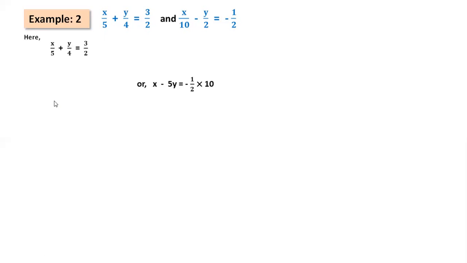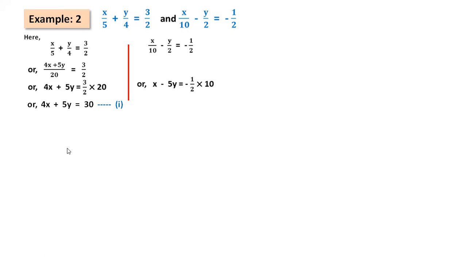Here the first equation is solved by making it a simpler form, taking the LCM and cross multiplying, and you get the equation 4x plus 5y equals 30. For the next equation also, take the LCM, 10, and cross multiply, and you will get the simpler form x minus 5y equals minus 5.